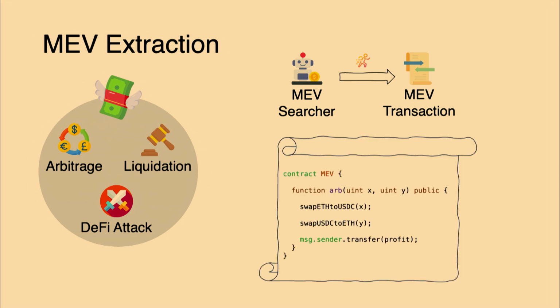And also, as a searcher, you typically need a contract. Here we have an example MEV contract with an arbitrage function, and there are in total 3 financial actions. First, we swap Ether to USDC, and swap back USDC to Ether, and finally send back the profit to the transaction sender. The purpose of such a customized smart contract is to ensure that these financial actions are atomic, meaning all the actions should succeed or fail altogether. Because you don't want your arbitrage to be interrupted by other blockchain transactions.